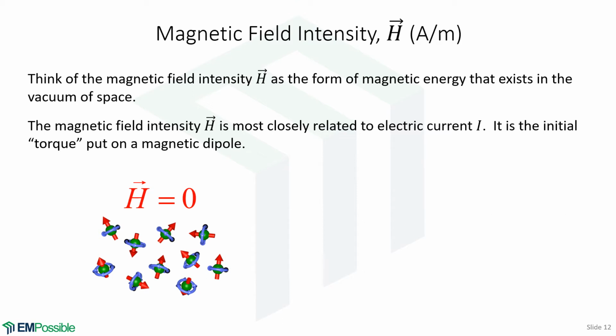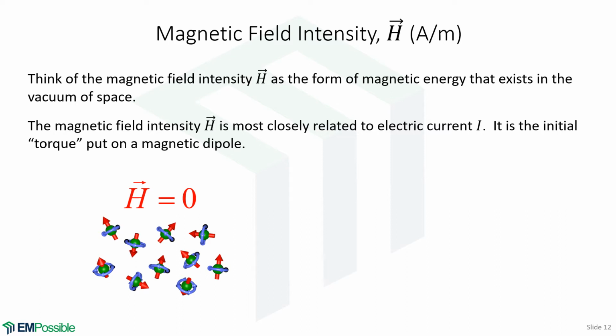The magnetic field intensity. This is the form of magnetic energy that exists in the field itself. We will give this units of amperes per meter. And of course, amperes is the unit of electrical current. The magnetic field intensity is most fundamentally related to electrical current. So anytime we're calculating magnetic fields around different types of current, we will do this through the magnetic field intensity.